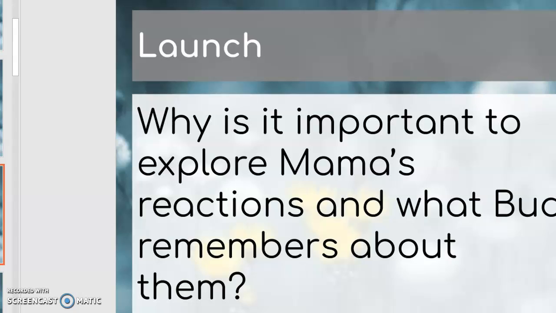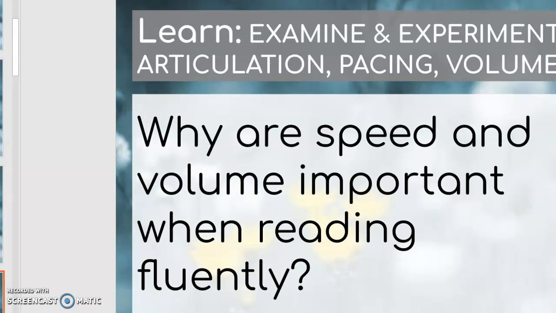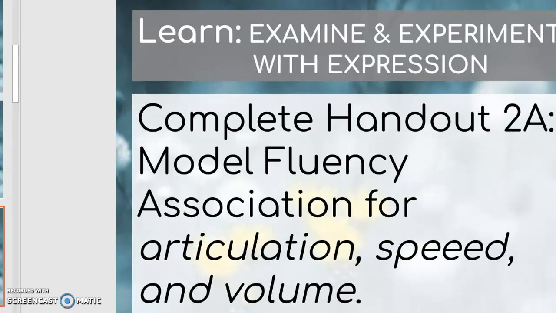We're going to focus now on the Learn section. Why are speed and volume important when reading fluently? Make sure that you have the completed Handout 2A, Model Fluency Annotation for Articulation, Speed, and Volume available. With that, you're going to check the fluency level of the student to make sure they're reading on level.